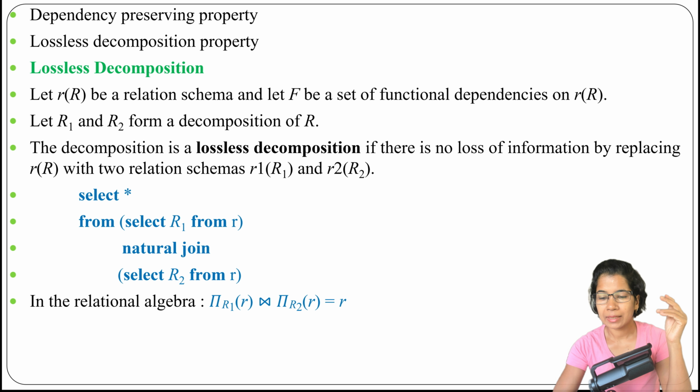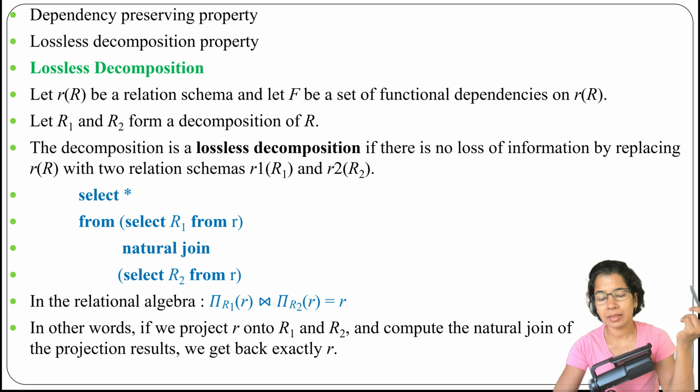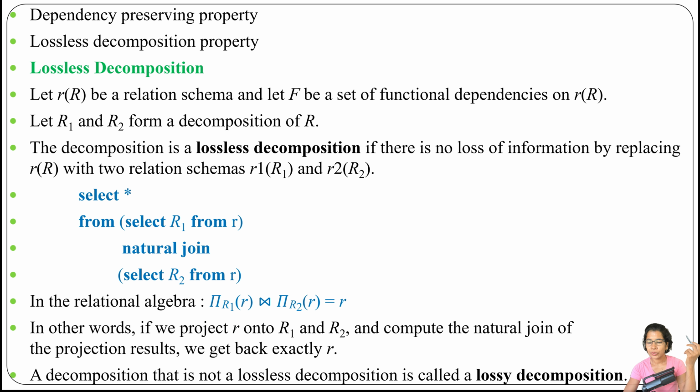In other words, when we are dividing R into R1 and R2, their natural join should give us R. If it is not giving R, that is a lossy decomposition. So a decomposition that is not lossless is called a lossy decomposition. If no loss of information, then that is lossless. If there is some loss of information, then that is lossy.